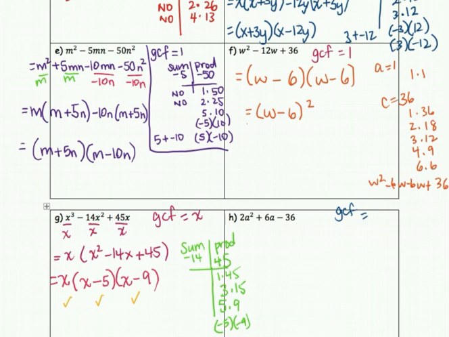So again, if you take a look here, we have 2, we have 6 and 36. They do have a number in common, a 2. Any letters? No. So let's take out the 2 first, and we'll divide those out. a squared, 3a, and 18. Okay, so there we go.